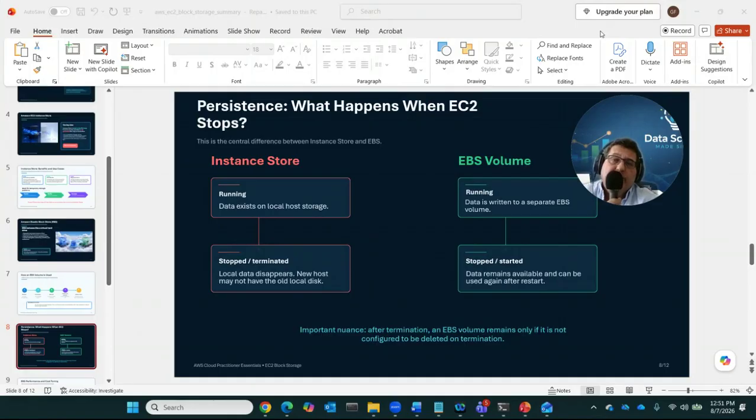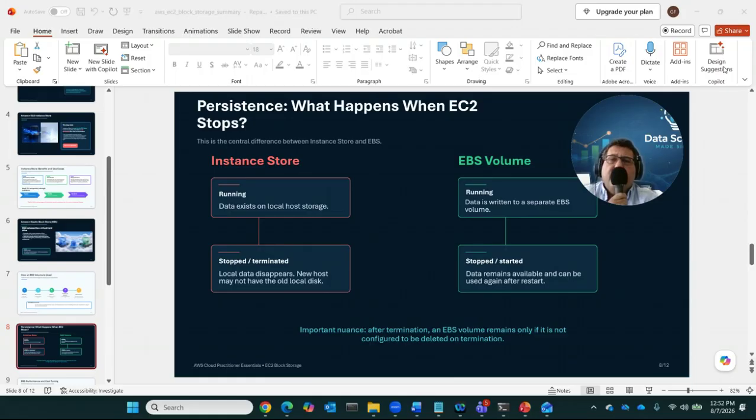Persistence: what happens when EC2 stops? This slide explains the central difference between instance store and EBS. Let's begin with the instance store. While the EC2 instance is running, the application can write information to the local instance store volume. That information exists on the physical host currently running the instance. However, if the instance is stopped or terminated, that local data disappears. When the instance is started again, it may run on a different host where the old local disk does not exist.